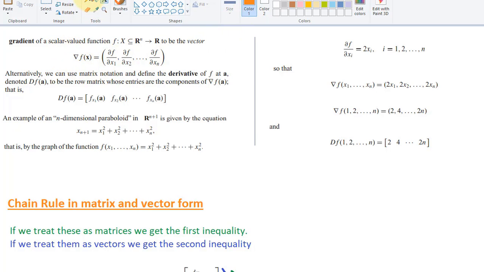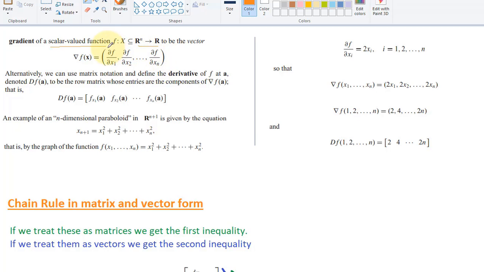A scalar valued function would mean that it's a function from Rn to R. So we can have many inputs, but we only have a single output. We're allowing many inputs, but we're only considering the case where we have one output. So we can call it scalar valued as opposed to vector valued. Then the gradient is the set of partial derivatives.